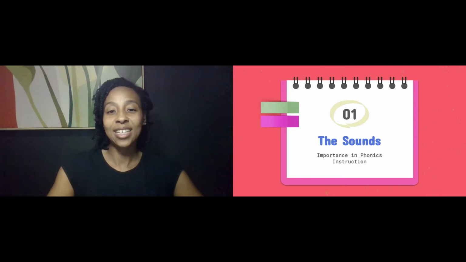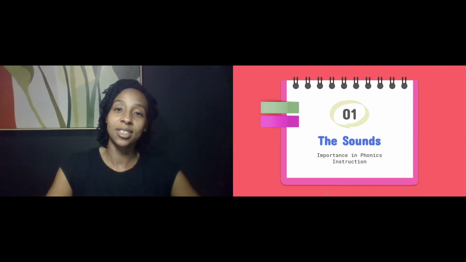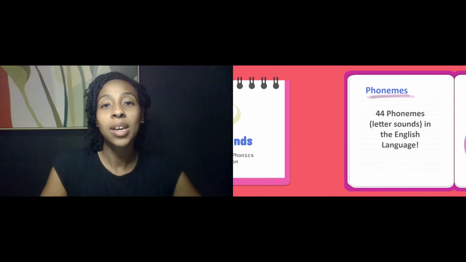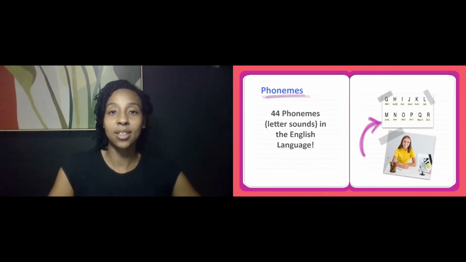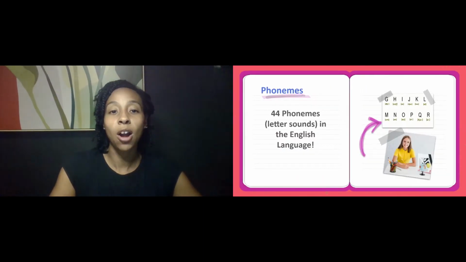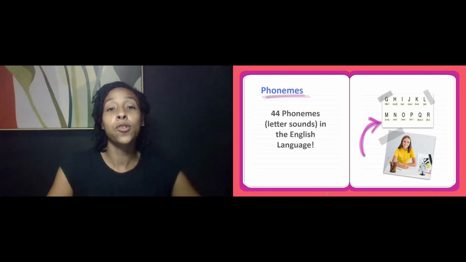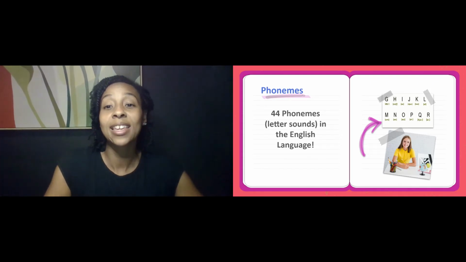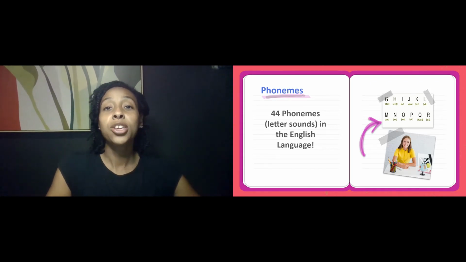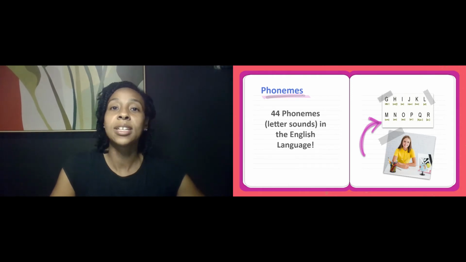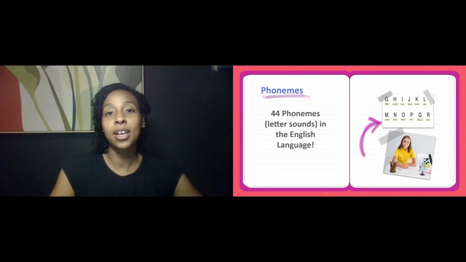Lesson 1 is the sounds, the importance of the letter sounds in phonics instruction. Now, when we're talking about the letter sounds, what we're referring to are phonemes. There are 44 phonemes or letter sounds in the English language. Usually, you could think of it as every time that you see a letter, when you're reading, there's a sound that goes with it.